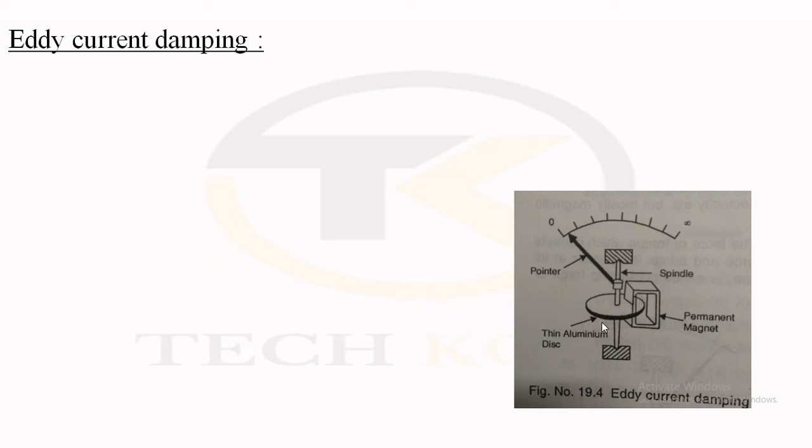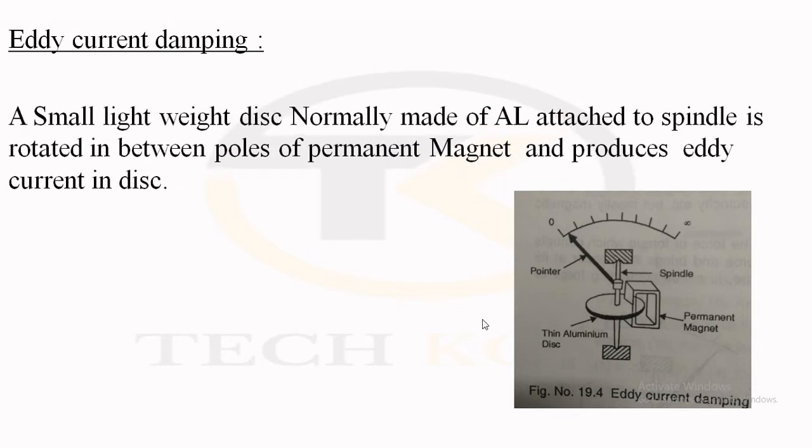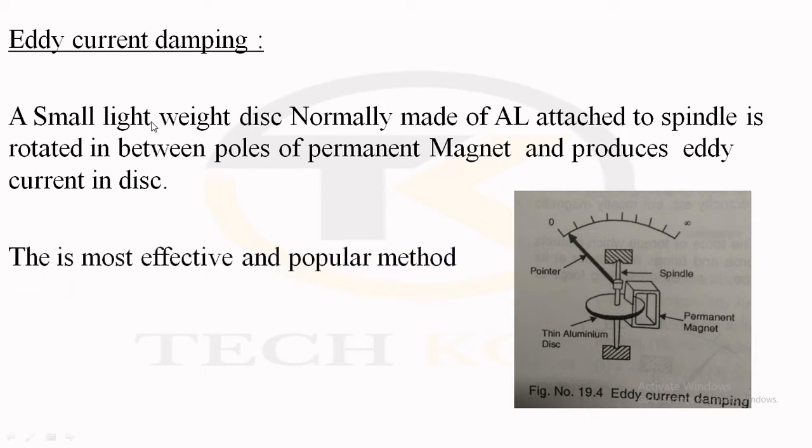As per Lenz's law, the direction of the induced eddy current forces is always opposite to the cause. This opposition acts as the eddy current damping force. This is the most efficient and popular method used for damping in instruments.